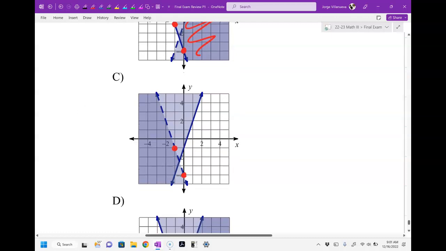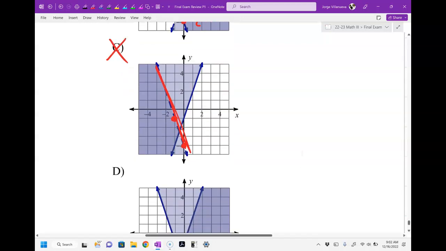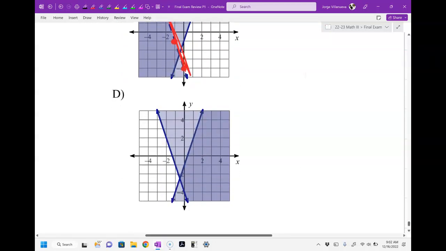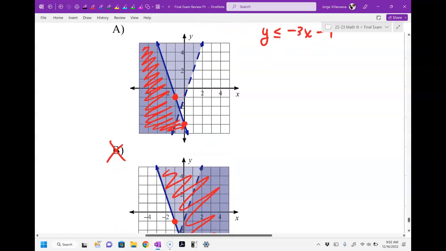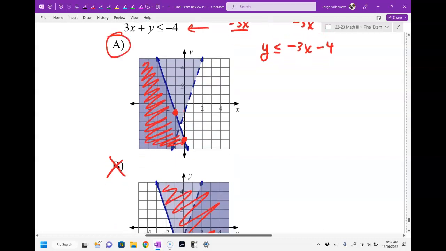-4 with a slope of -3. The line has to be solid. Is that one solid? No, so it can't be C. It's supposed to be solid line. One more. What's wrong with part D? It's shaded above, right? And that's not supposed to be above. So your answer has to be part A. So that's all you guys have to do.